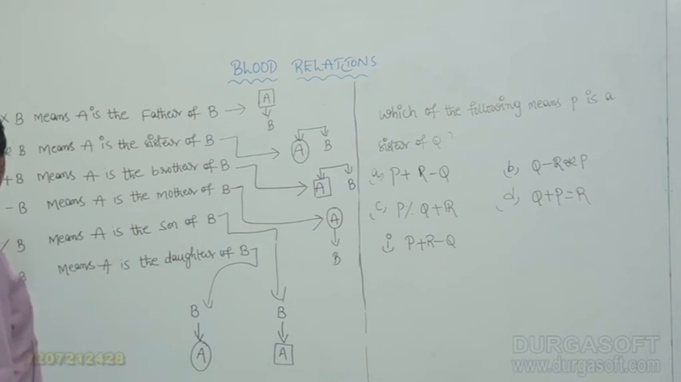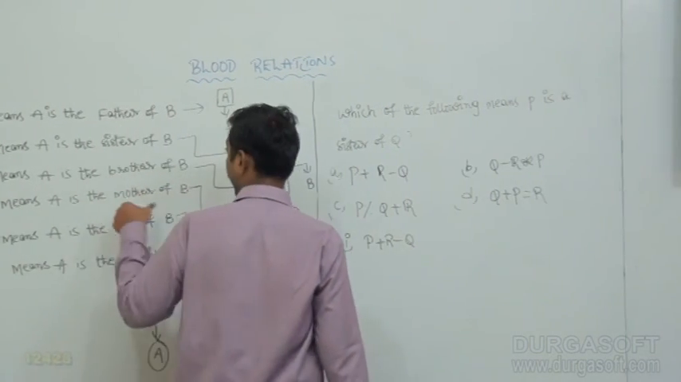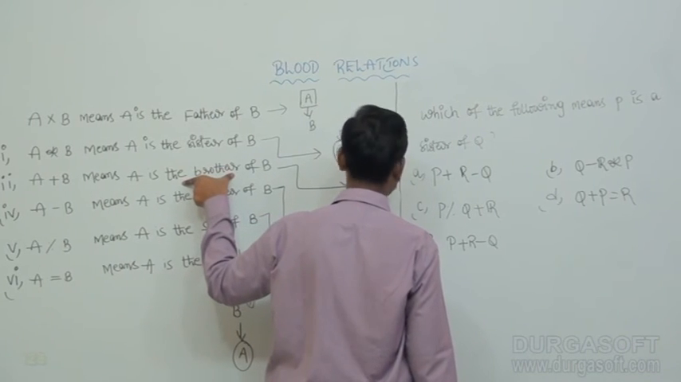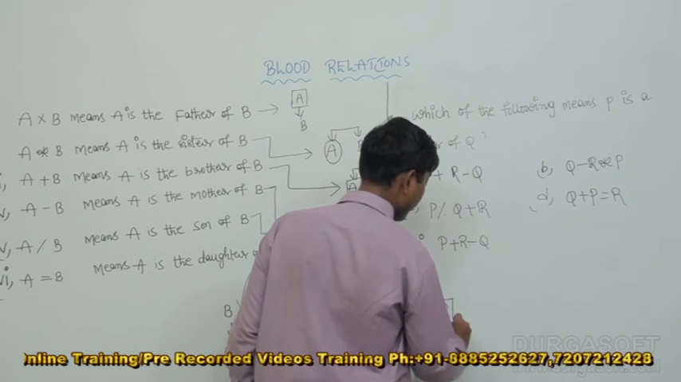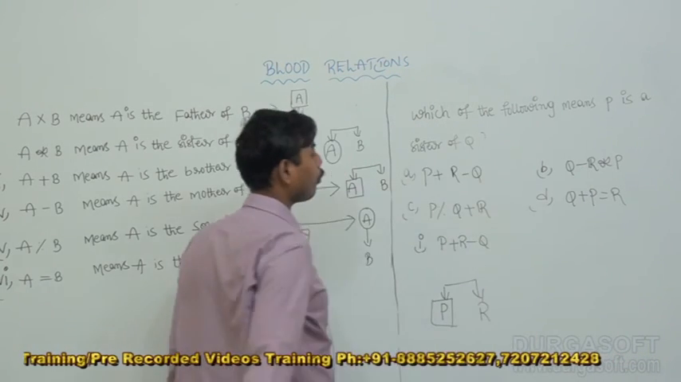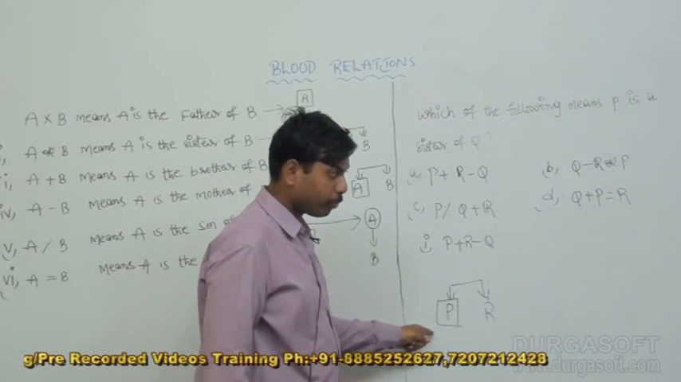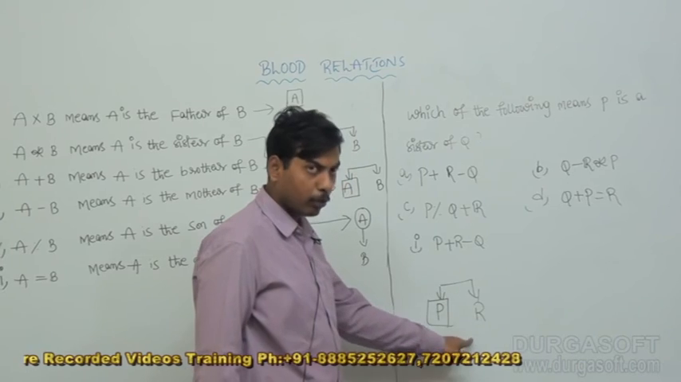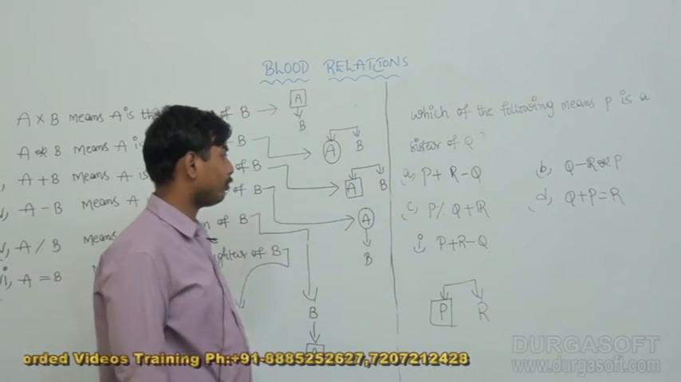P plus R: already we know A plus B means A is the brother of B. Like that only, P is the brother of R. That is the meaning here. We know the gender of P, that is male. We don't know the gender of R, let it be. P and R are both in the same generation.